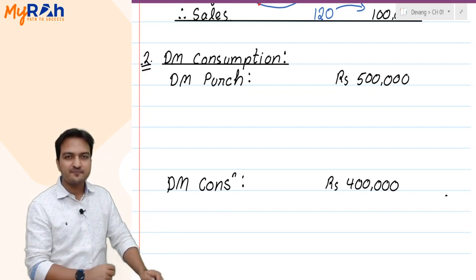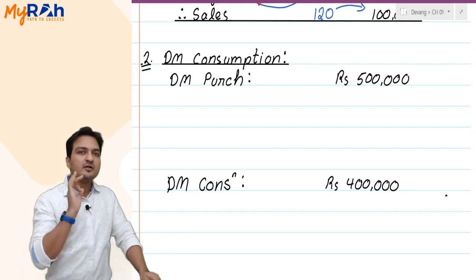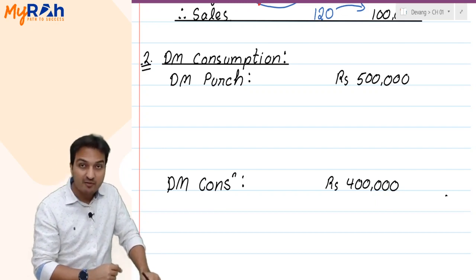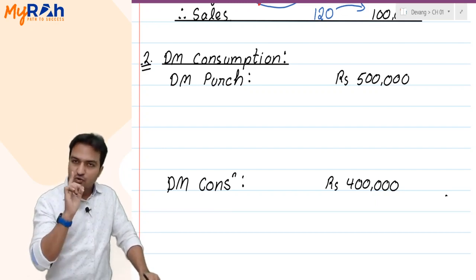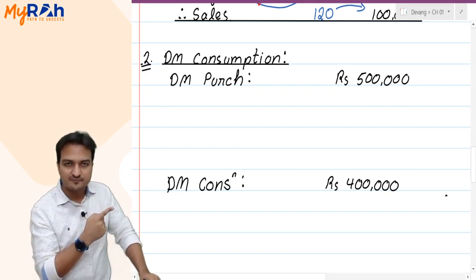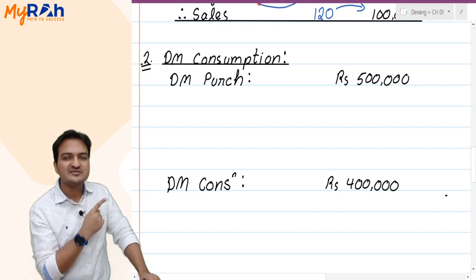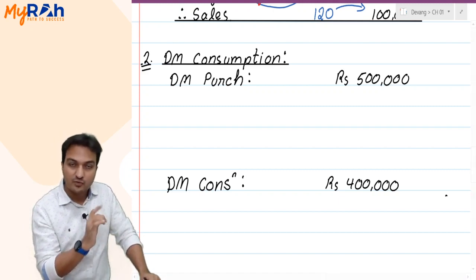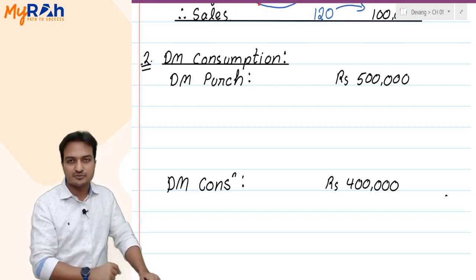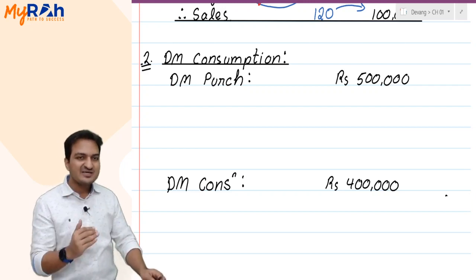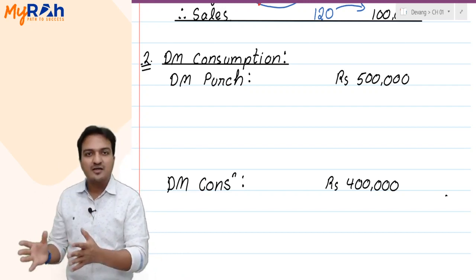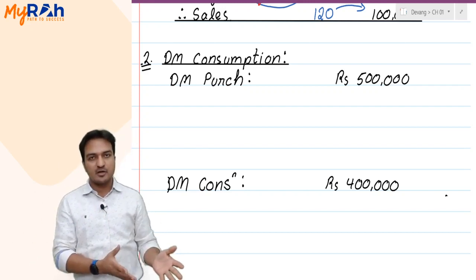rupees 5 lakhs. If I give you purchase as well as consumption both, then which one will you take in the cost sheet? Material purchased or material consumed, which goes to the cost sheet? Well, remember the rule is that what goes to the cost sheet will always be direct material consumption, not purchase. Why? Because purchase indicates the material that I buy. All the material that I buy, I might not use in my production.